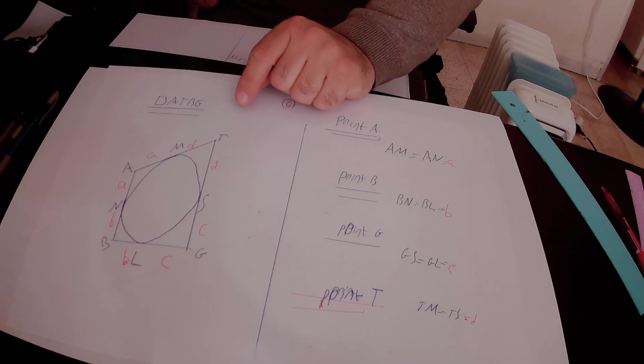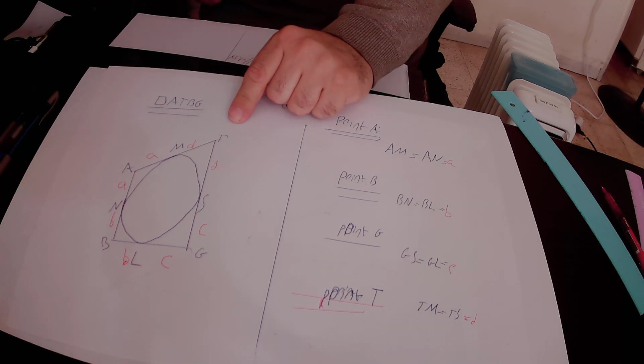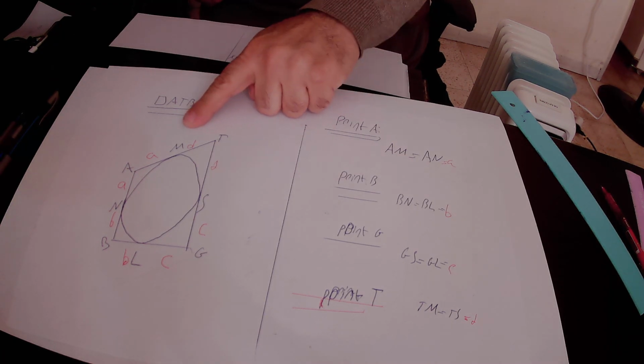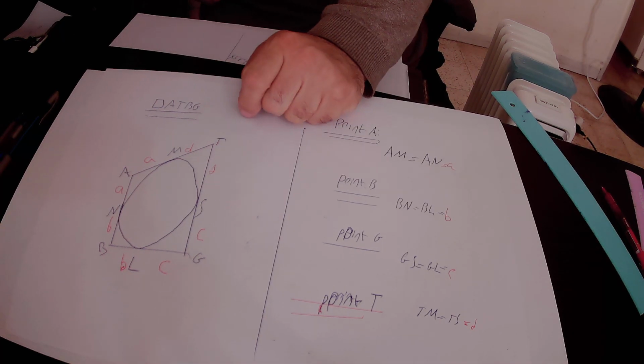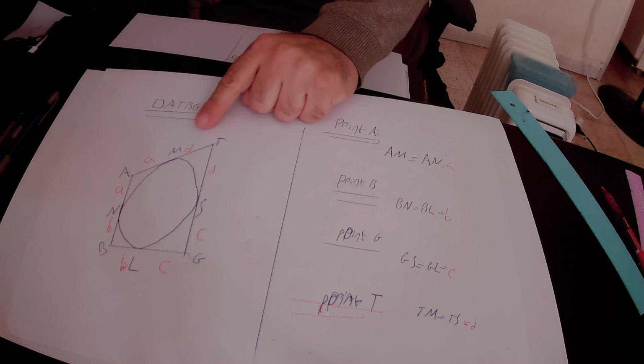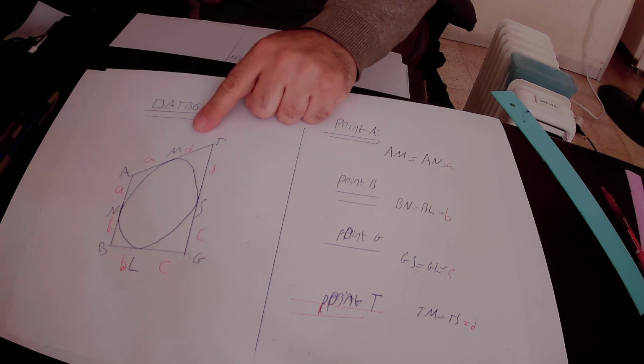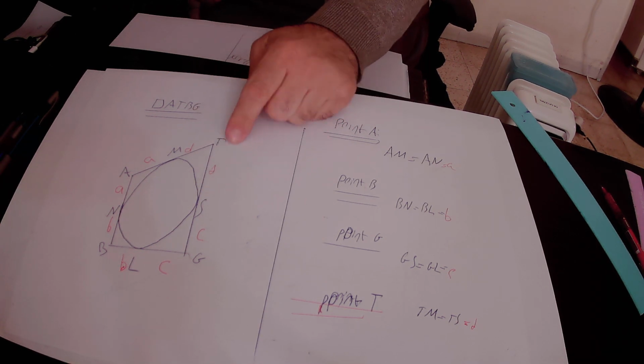And finally, we focus on the common external point T. On the common external point T, we have two tangents to this circle, tangent TM and tangent TS. And according to rule number 2, they must be equal to each other. That is to say, TM equals TS. So if TM is d, then TS must also be equal to d.